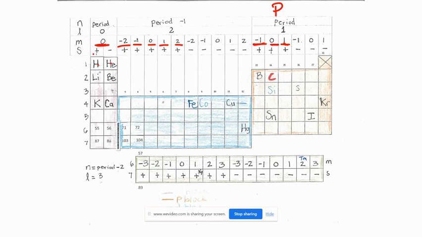Your F orbital is going to have how many bunk beds or how many lines for your orbital diagram? Which one? F. Seven. Yep. So here are your 7 bunk beds. And then you can double up the bunk beds once you run out of lines. Okay?